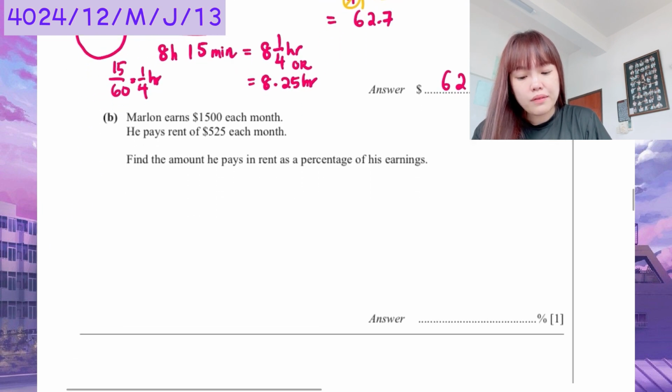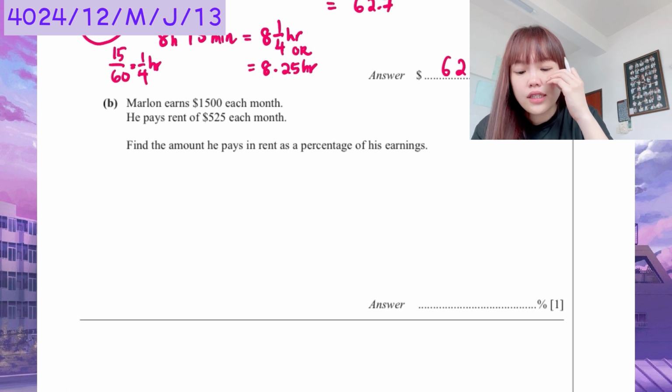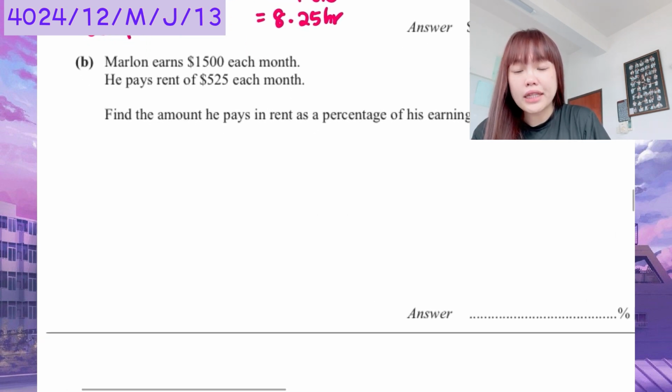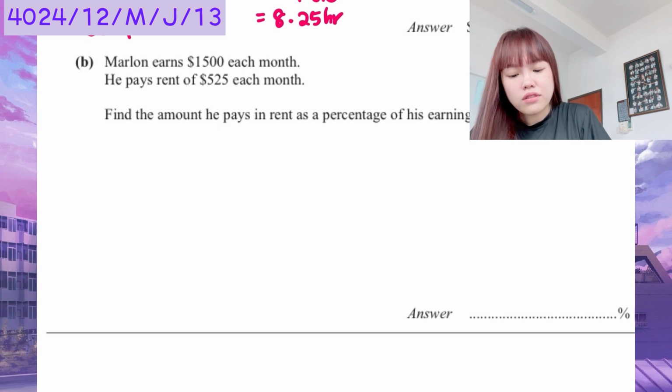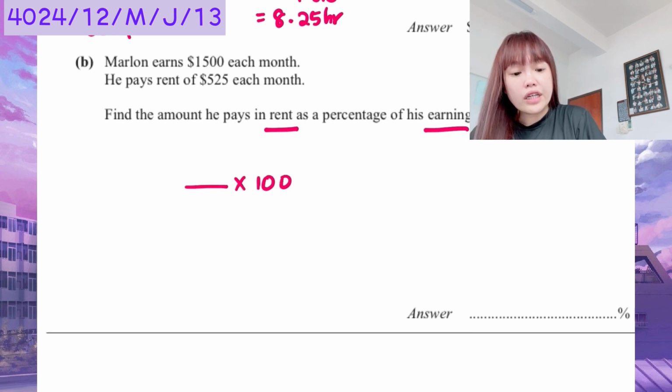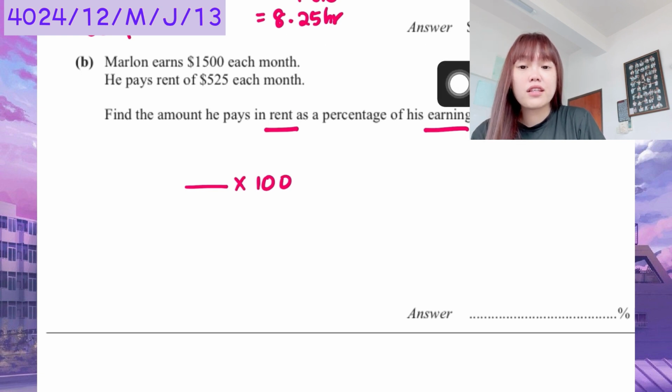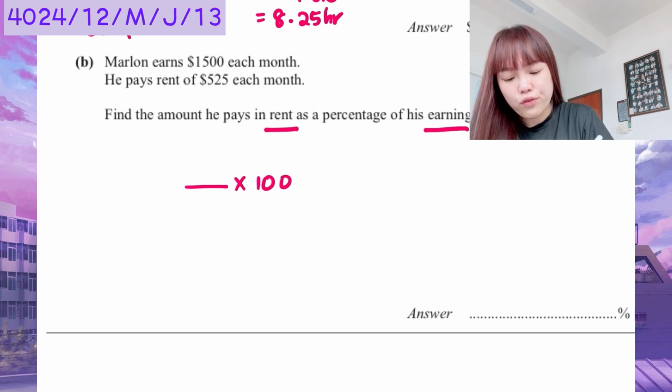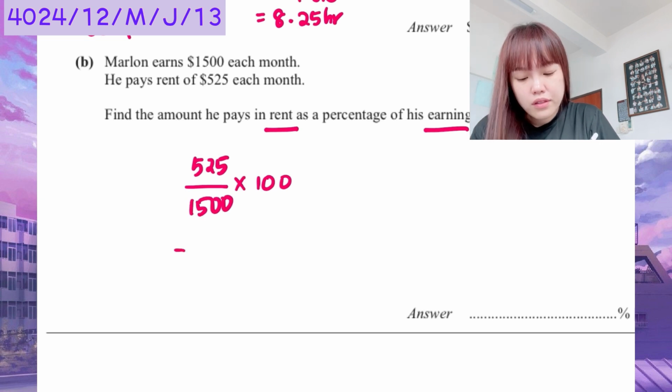Alright, part B. Malin earns $1,500 each month. Okay, he pays rent of $525. Find the amount he pays in rent as a percentage of his earnings. So rent as a percentage of his earnings. So if you want to find percentage, you definitely need to times 100, right? Okay, and then we have a fraction here. The rent over the earning, because it says rent as a percentage of his earning. So rent is 525 over the earning, which is 1,500.